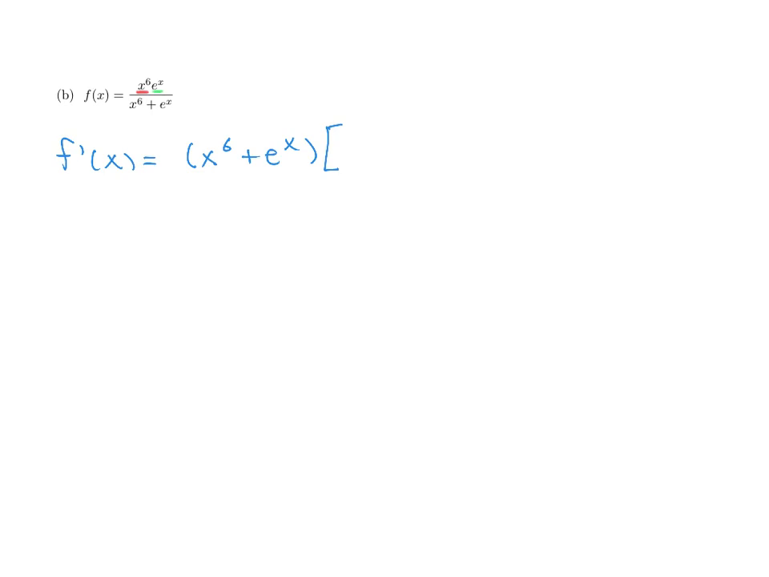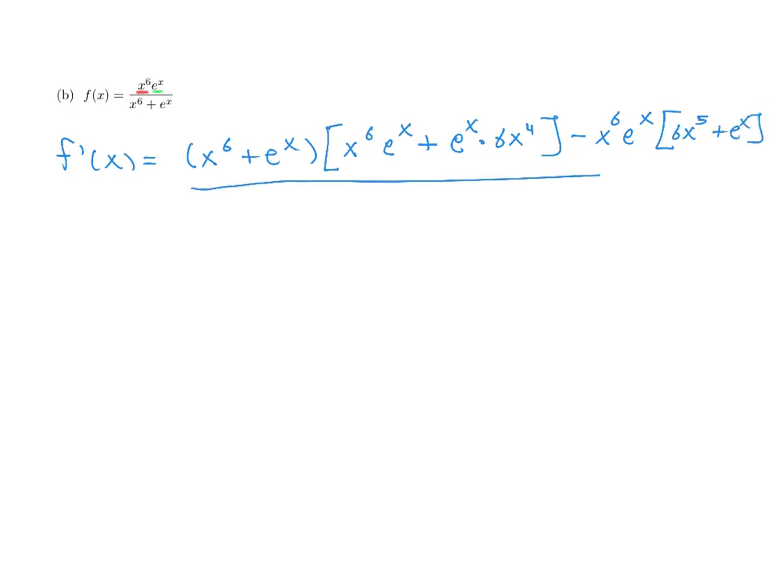The product rule says it's the first times the derivative of the second plus the second times the derivative of the first. And I'll subtract the numerator, which is x to the 6 times e to the x, times the derivative of the bottom, which is 6x to the 5th plus e to the x. So kind of a mess. And this whole thing is divided by x to the 6th plus e to the x, all squared. And I'm not going to square this out. I'm going to leave this alone. But in the numerator, I think I am going to distribute and try to collect some like terms if possible.